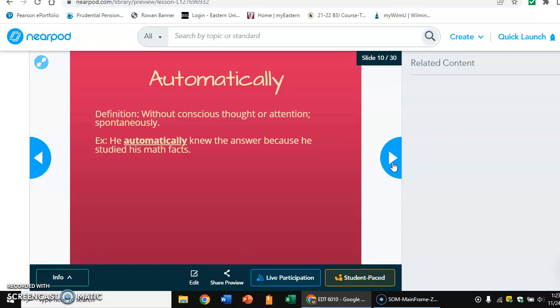The definition of automatically is, as we talked about, without conscious thought or attention, spontaneously. An example of that would be, he automatically knew the answer because he studied his math facts. Okay.